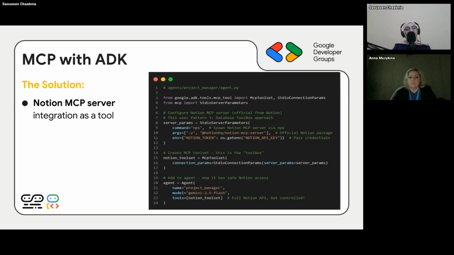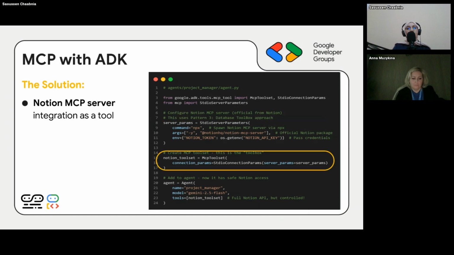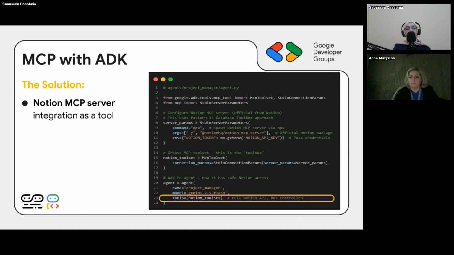With MCP, using ADK, here's what we write. We just import the MCP utilities from ADK and configure the Notion MCP server. Notice we're using Notion's official MCP server here. It's an NPM package maintained by Notion themselves. We tell ADK to spawn it with NPX and pass our API token. Then we create the MCP toolset. This connects to the MCP server. And finally, we add it as a tool into our agent.